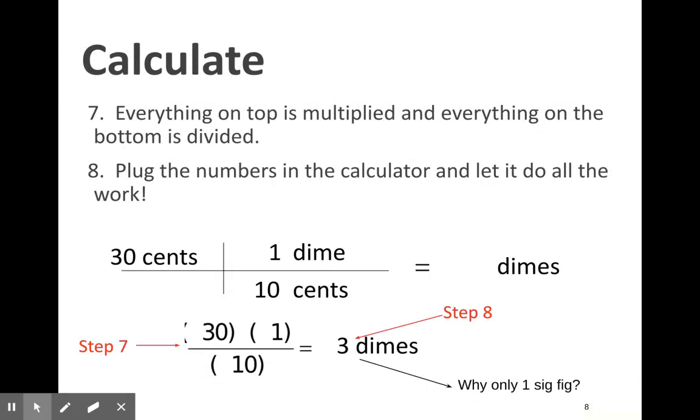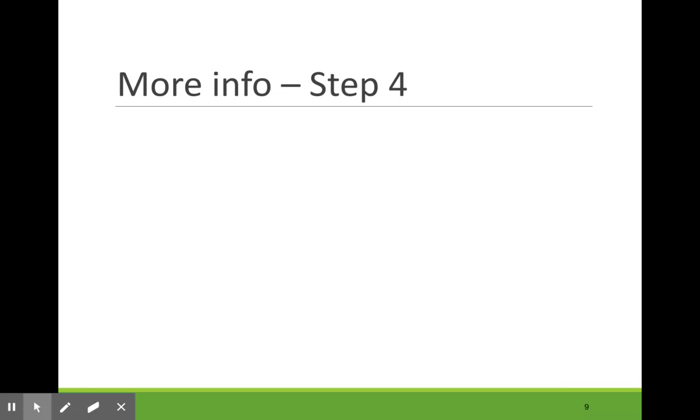It's because of our 1 sig fig here, our 1 sig fig here, and our 1 sig fig here. And it is our technically least accurate example here. Okay. All right, more info on step 4.